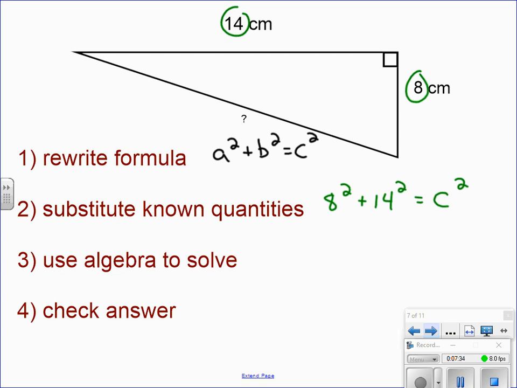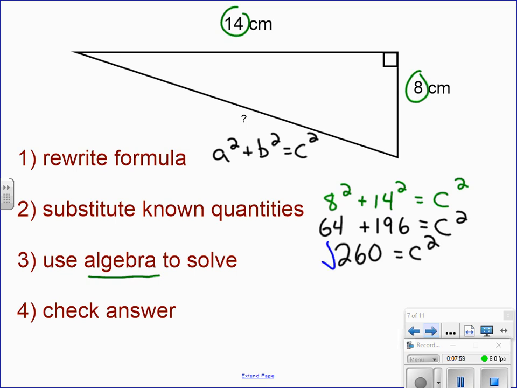And then just use the algebra to solve it, which means you're going to square it, do the math. That's 64. And 14 times 14, use your calculator if you need to, is 196. And all that equals C squared. Then add the two things together. Makes 260. And then to get your answer, just square root both sides.